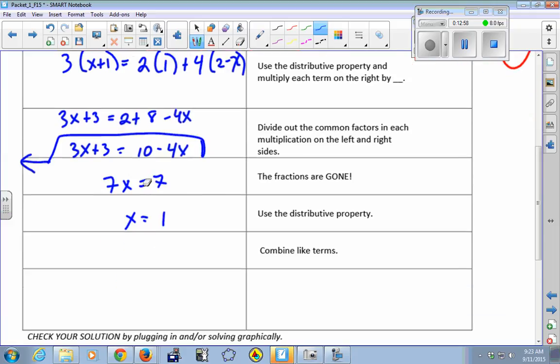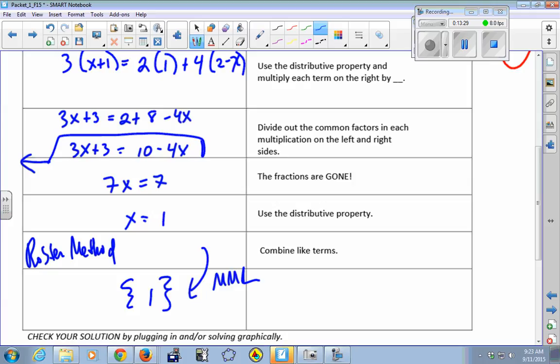In this class, on your homework, you're going to be asked to find solution sets. What is the solution set? Anytime you have a set that's finite, you use your roster method. Your roster method was like the method we used to talk about the Beatles. Since there were only 4 Beatles, we could list each member of that set. Because we have one answer, this is the solution set. This is what my math lab is going to be looking for.